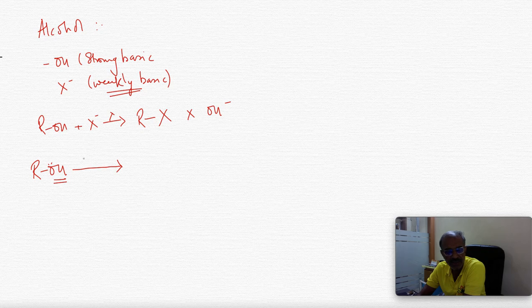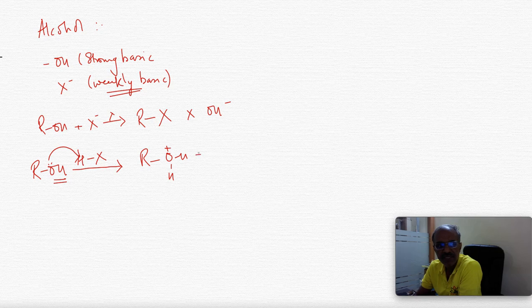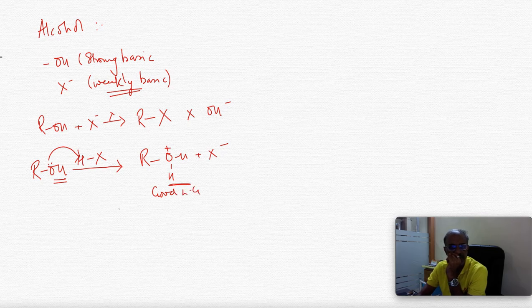I will have to treat it with a hydrogen halide, HX, like HI, HF, HCl, whatsoever. So what will happen? This O will get protonated, so it will form ROH2 plus and X minus. Now this OH2 plus has become a very good leaving group. Now easily a halide can come and attack here, and this will have to go.